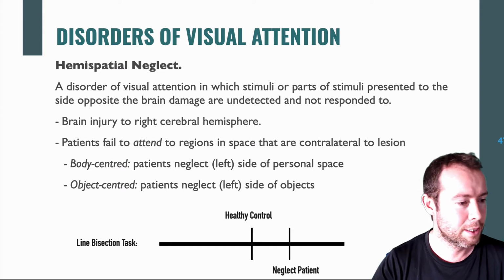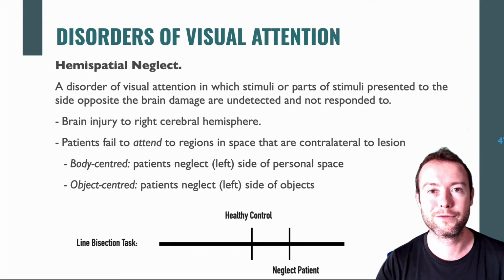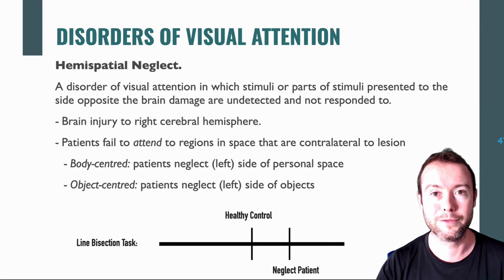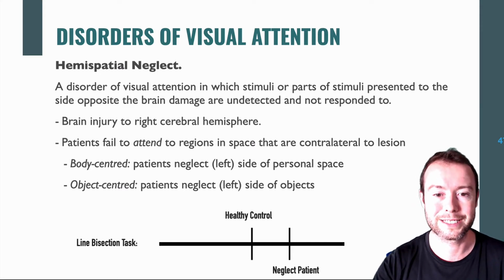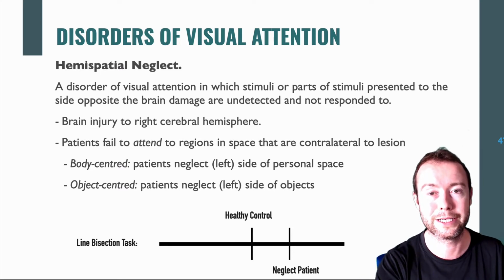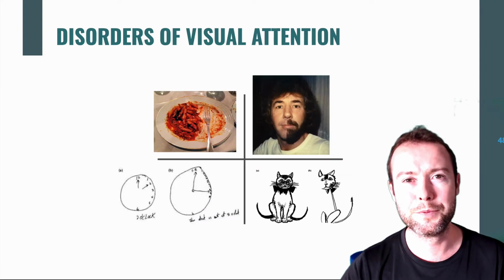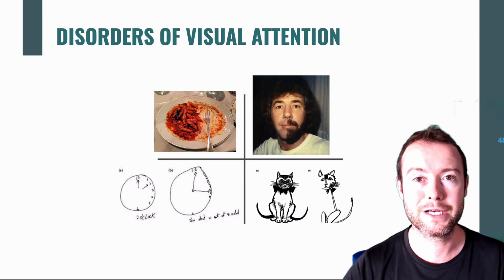and to them, where they put that line appears like it's the middle. Now it's really important in these cases that they have appropriate physical function and that visual processing is intact. The issue is being able to draw their attentional spotlight towards this left side of space. You can see some other examples of how this might manifest.